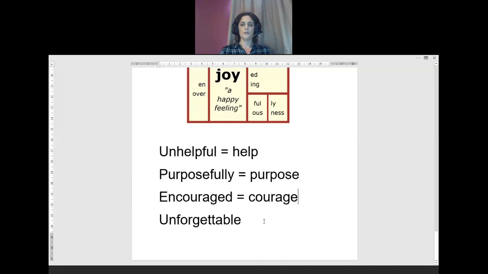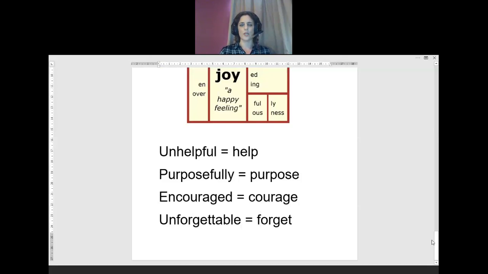And here we have unforgettable. What are the word parts in unforgettable? We have forget, and we have able. Now, able can stand on its own, but it's also a suffix. So in this word, it's acting as a suffix, a word ending. So the base word, the main word, which has other parts joined onto it, is forget. Let's put forget here.